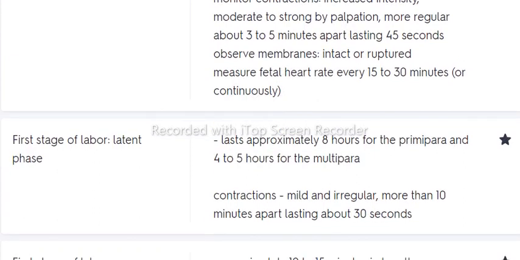First stage of labor, latent phase. Lasts approximately 8 hours for the primipara and 4 to 5 hours for the multipara. Contractions mild and irregular, more than 10 minutes apart, lasting about 30 seconds.